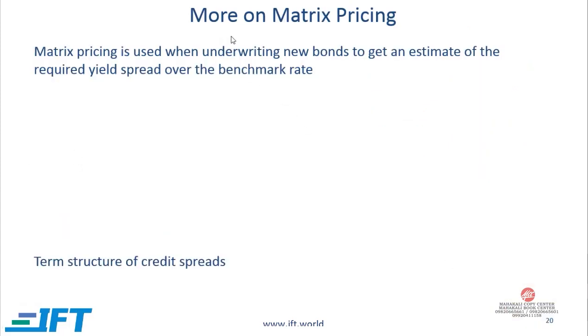I'll just make a few more points on matrix pricing before we go to the next section. Matrix pricing is used when underwriting new bonds to get an estimate of the required yield spread over the benchmark. So this should be obvious. With a new bond, we don't have a market price, obviously, so matrix pricing can be used. Now, what does this term mean? Required yield spread over the benchmark rate.